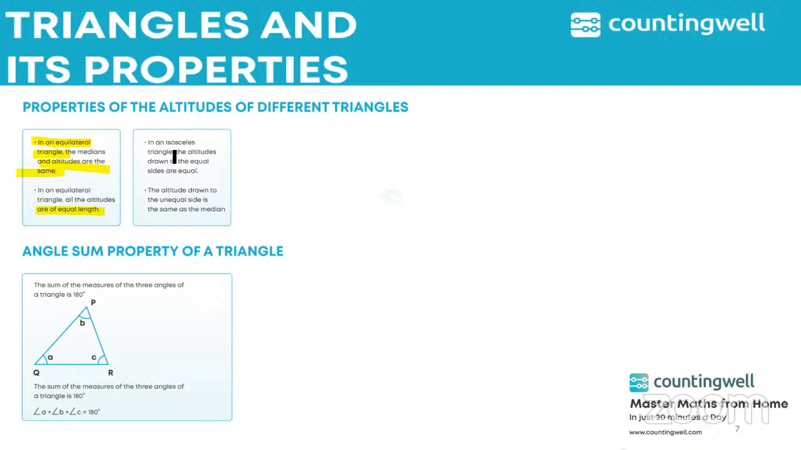What about an isosceles triangle? The altitudes drawn to the equal sides are equal, just like the medians, and the altitude drawn to the unequal side is the same as the median.